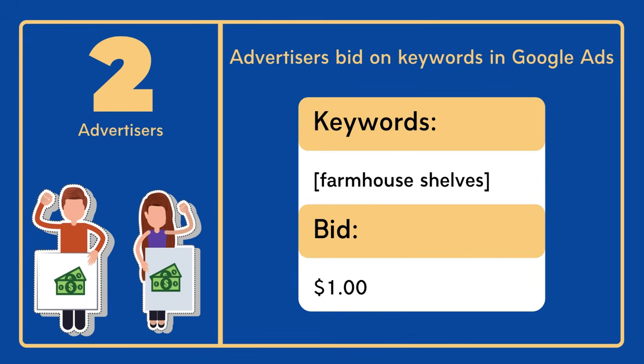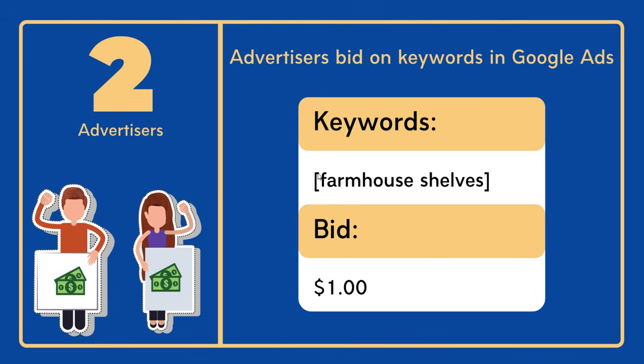Next, advertisers bid on keywords in Google Ads. Once you set up your campaigns, they're always running in Google Ads until you pause them or you run out of your budget. So when you're running your campaigns, if you're an advertiser, you select a keyword to bid on, so farmhouse shelves. The brackets around the outside indicate that this is an exact match keyword.